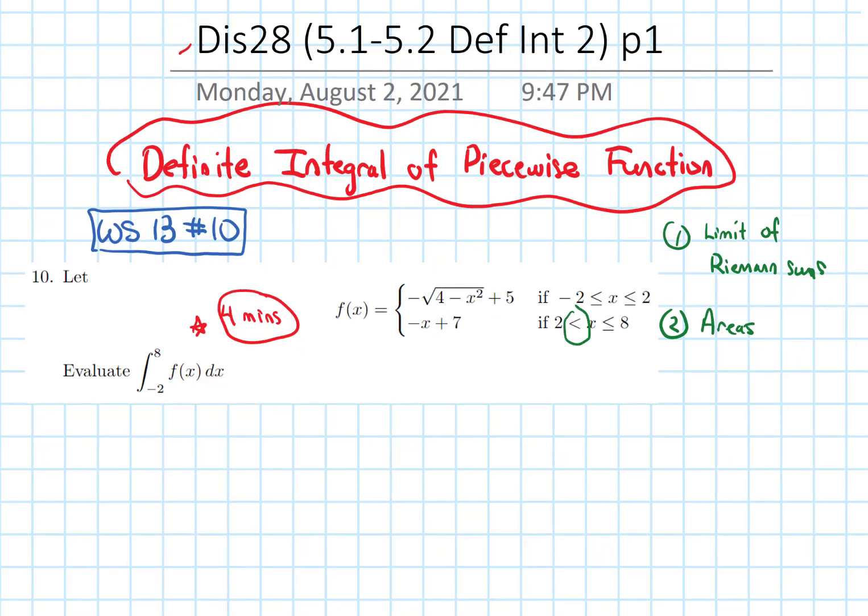So I first want to give you 4 minutes to try this. So pause the video in 4, 3, 2, 1, pause it, and try it for about 4 minutes. All right, so hopefully you did that. Hopefully you paused it and tried it. Let's talk about it together now.